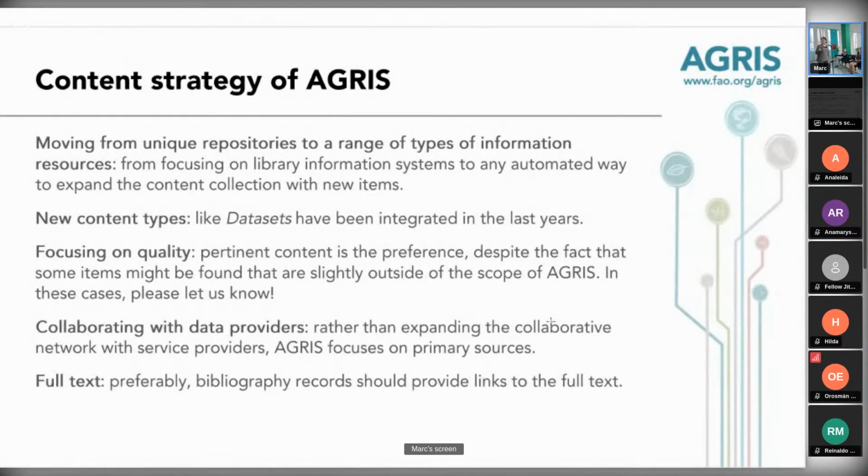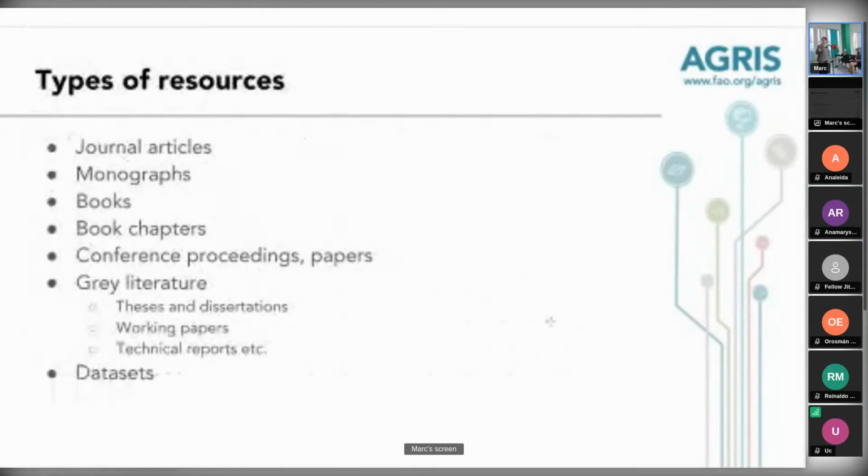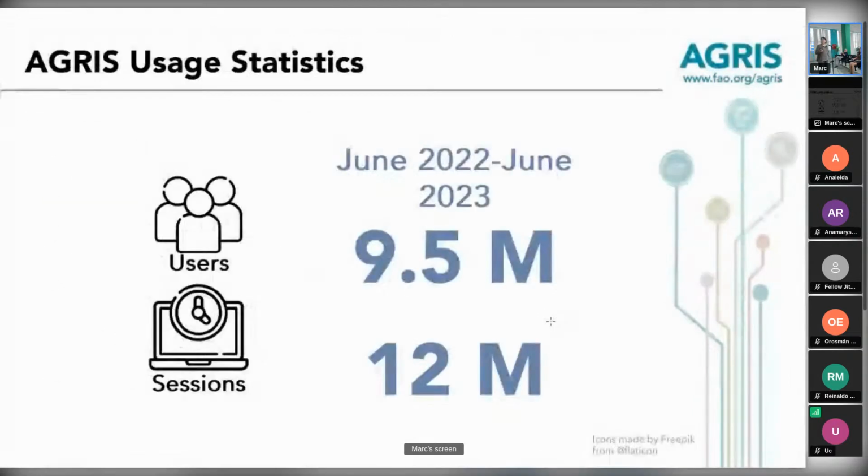We are collaborating with data providers as well, and also with service providers, with both. And we are trying to get, at the moment, all metadata that has links to full text. But this is since 2010, so if you find records relevant for you before that, they might not have a hyperlink. These are the types of resources that you can find in AGRIS: journal articles, books, book chapters, conference proceedings, lots of great literature, which is very important in the agricultural sciences, and data sets. It's quite popular in our fields.